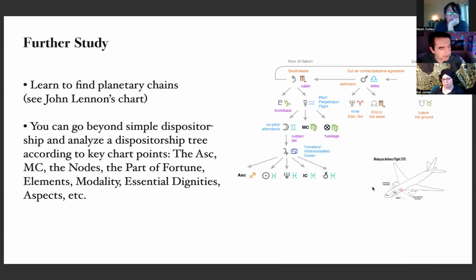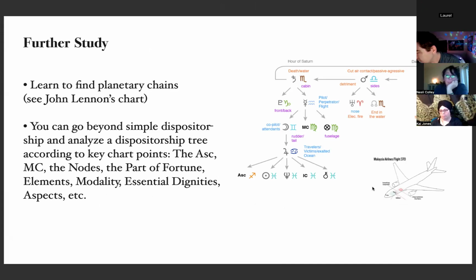I think we do have time. If you're interested, the first thing I would like to do is for somebody to propose a chart, and maybe we can work through together what the dispositor tree is. I'm happy to do that. It can be your chart, or I was just doing the United States Sibley chart, which is quite interesting as well.